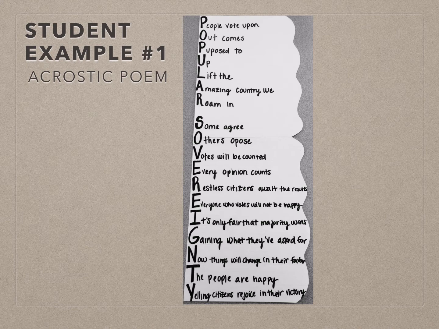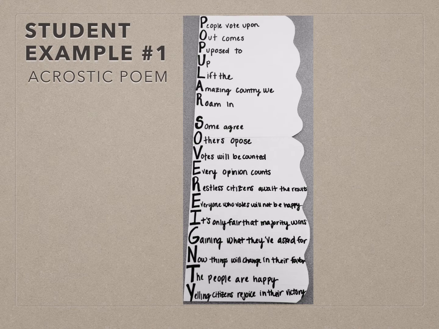The first example that I have is an acrostic poem that one of my students did. Overall, I think that she did get the idea of what popular sovereignty was, and she got the idea of what an acrostic poem is. She shows an understanding of the ideas. I would say overall it was a fairly well done poem.